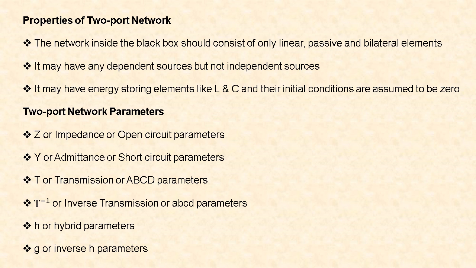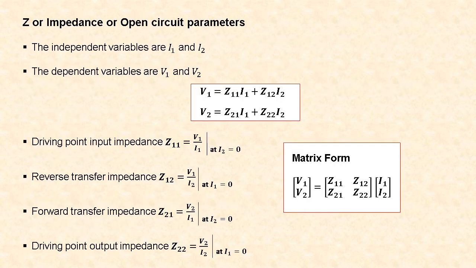The two-port network parameters are: Z or impedance or open circuit parameters, Y or admittance or short circuit parameters, T or transmission or ABCD parameters, T inverse or inverse transmission or small abcd parameters, H or hybrid parameters, and G or inverse H parameters. First, let us see the Z or impedance or open circuit parameters.